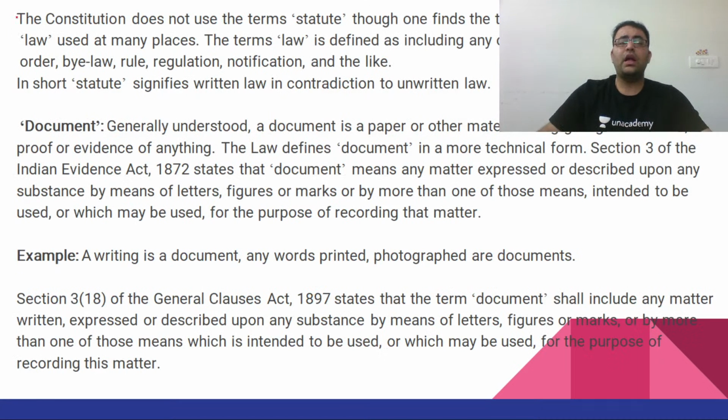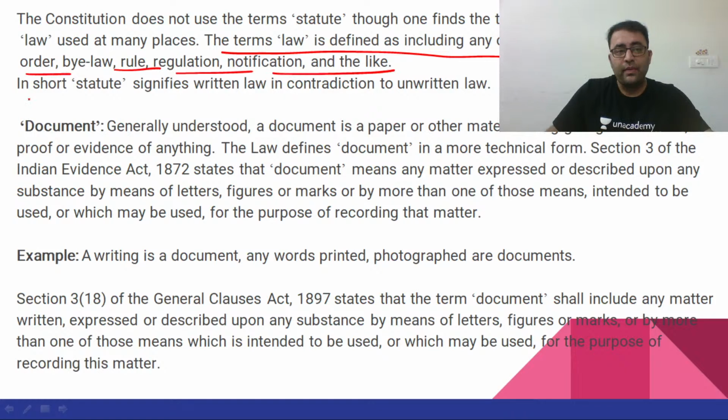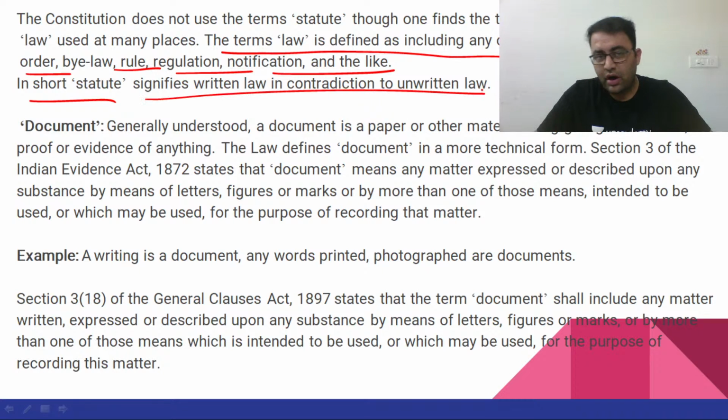Okay, then let's look at this. The Constitution does not use the term statutes, though one finds the term law used at many places. The term law is defined as including an ordinance, order, bylaw, rule, regulation, notification, and the like. In short, statute signifies a written law in contradiction to unwritten law. So statute means a written law, whereas the term law could mean ordinance, order, bylaw, rule, regulation, notification, and the like.